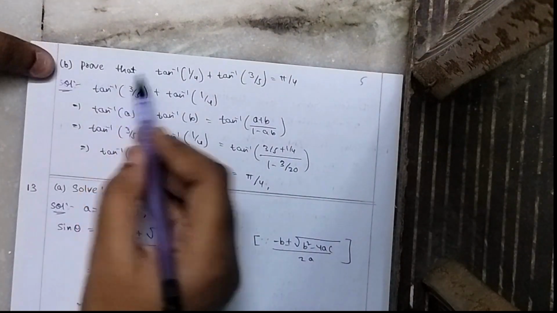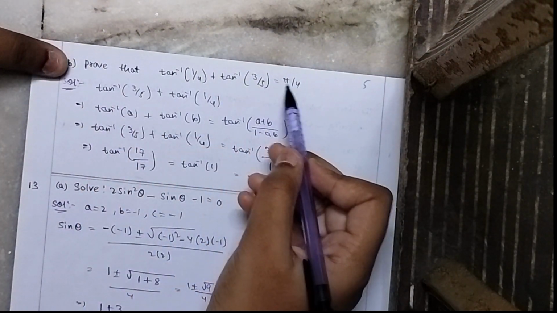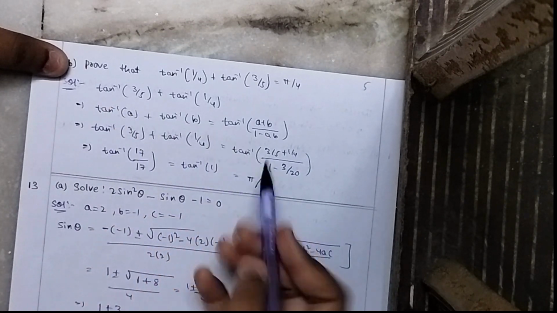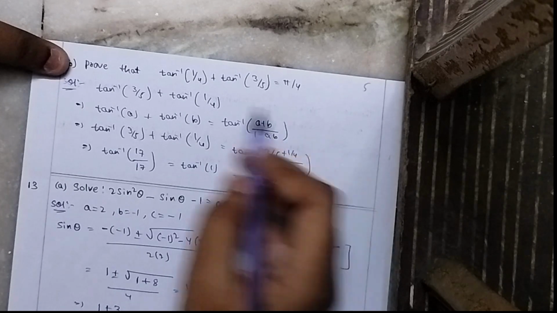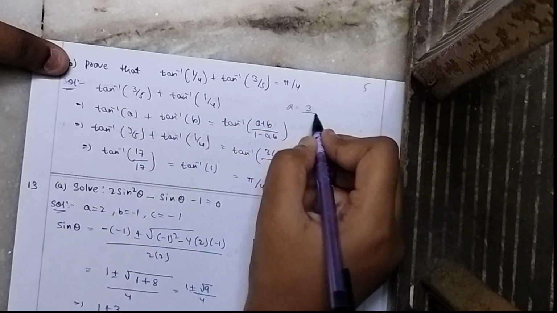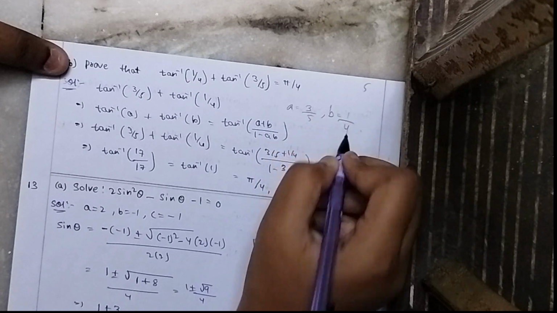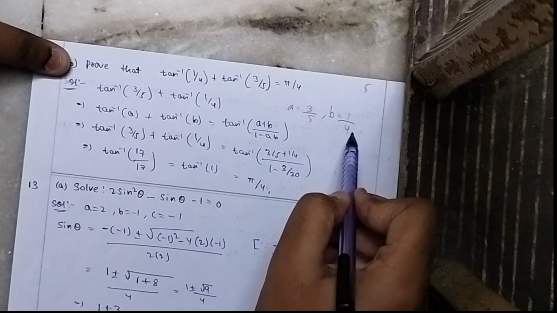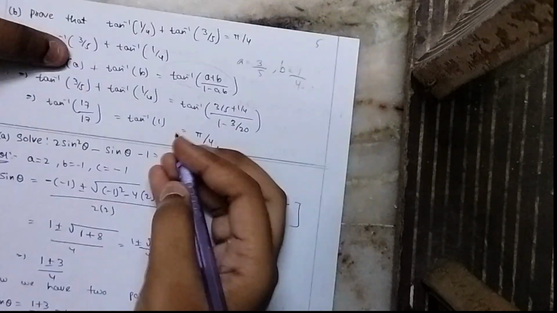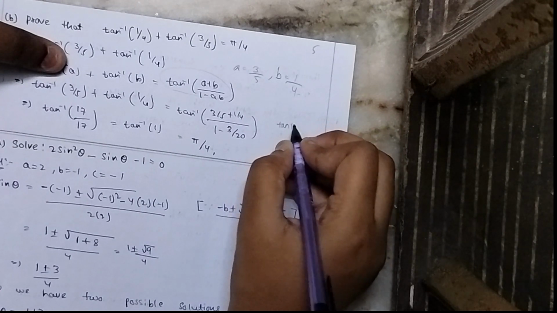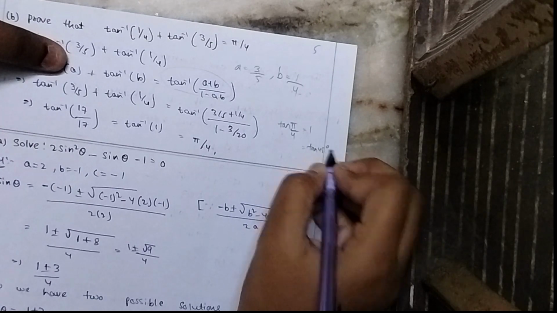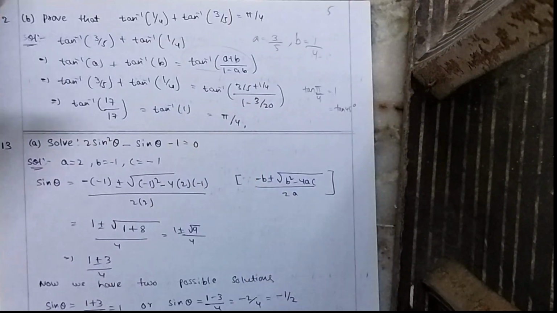Next one. Prove that tan inverse 1 by 4 plus tan inverse 3 by 5 equals pi by 4. You know the formula that tan inverse A plus tan inverse B equals tan inverse of (A plus B) by (1 minus AB). So here, by observing this equation, A equals 3 by 5 and B equals 1 by 4. Substituting these in the formula, we get the value tan inverse of 1. That means tan pi by 4 equals 1, that means tan 45. So tan inverse of 1 equals pi by 4.